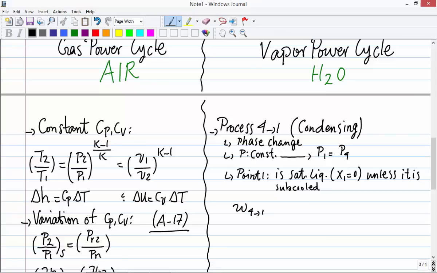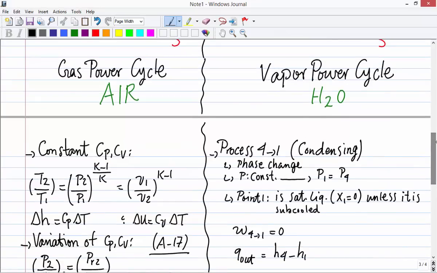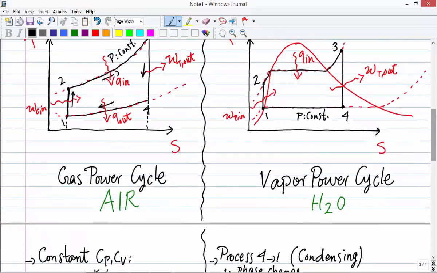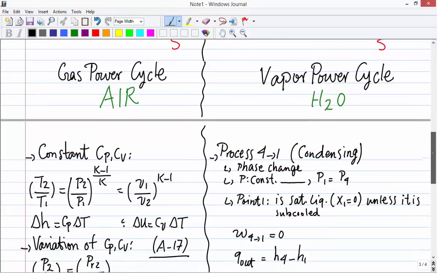4 to 1. Work is 0. It's just condensing, just phase change. And the amount of heat that we are rejecting out of the working fluid would be the difference in enthalpies, right? H4 minus H1. Someone might ask, what about H1 minus H4, right? And I would say that, okay, listen, we are just talking about the values of Q.